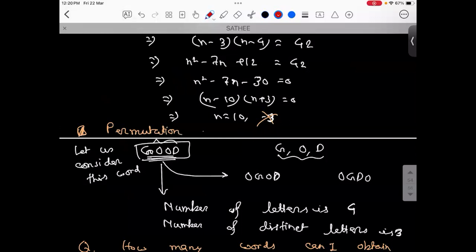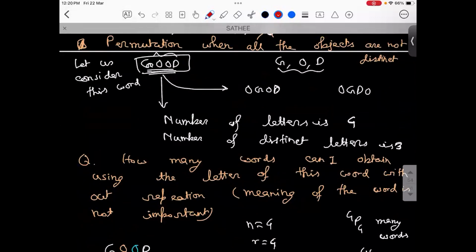Permutation when all the objects are not distinct. Thus we can find the permutations when the objects are not distinct.